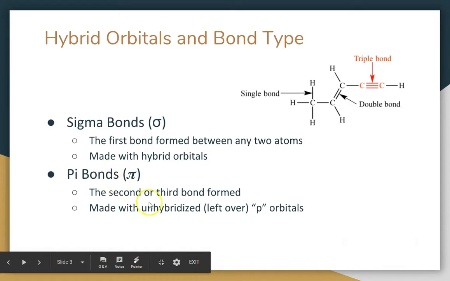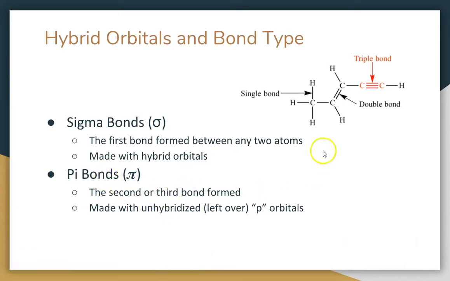And remember that the pi bonds are always the second or the third bond, right? So with this single bond, in fact, all of these are sigma bonds. Any single bond is going to be a sigma bond. And in a double bond, one of them is sigma and one of them is pi. It doesn't matter which one. And then in a triple bond, you still have 1 sigma bond and now 2 pi's. Remember that the pi bonds are unhybridized, the sigma bonds are hybridized.